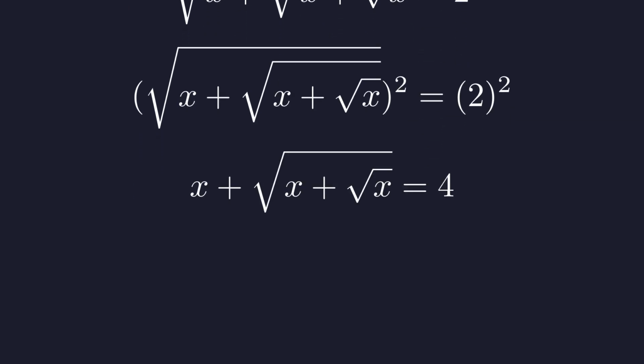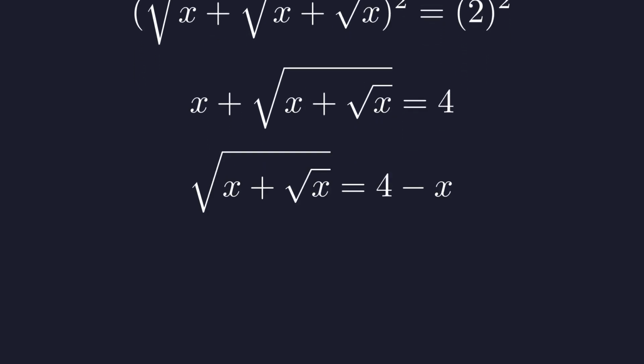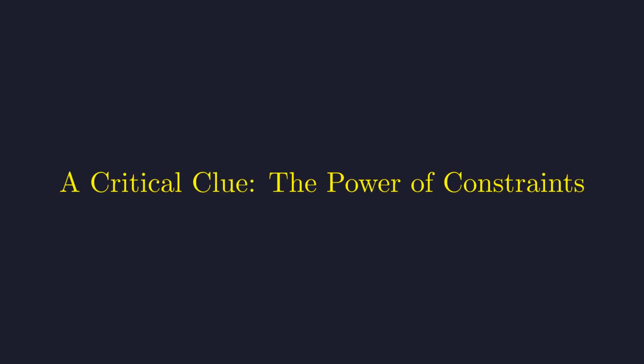We've eliminated one radical, but 2 remain. And here is our result. The radical is now isolated. But wait. Before we rush forward, this equation gives us a vital clue about our solution.